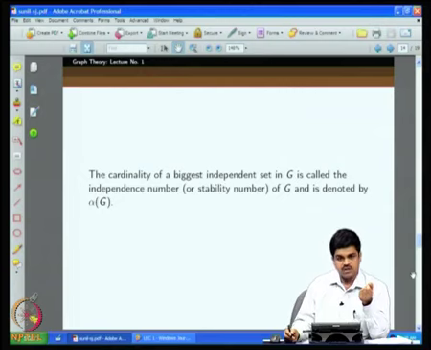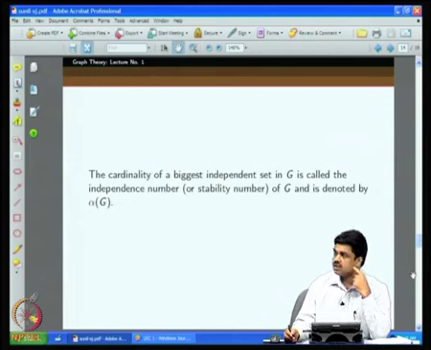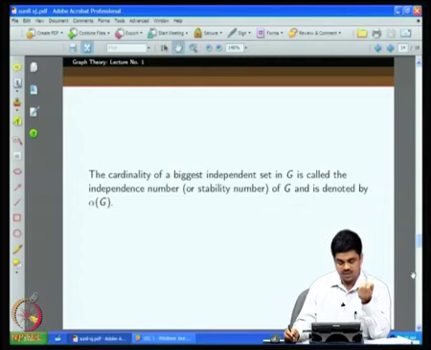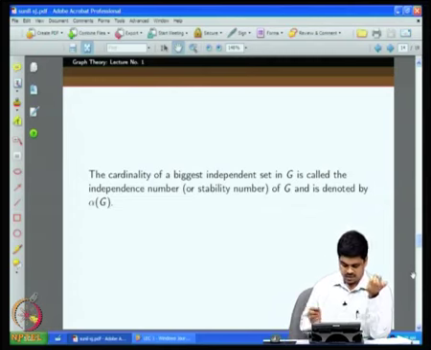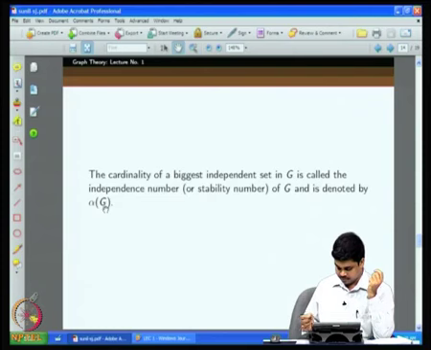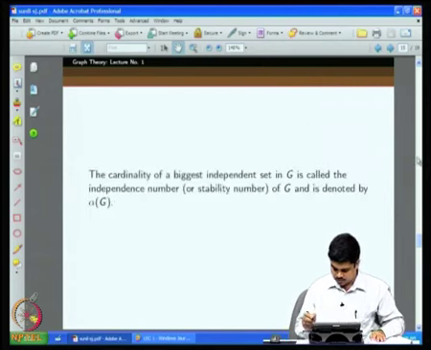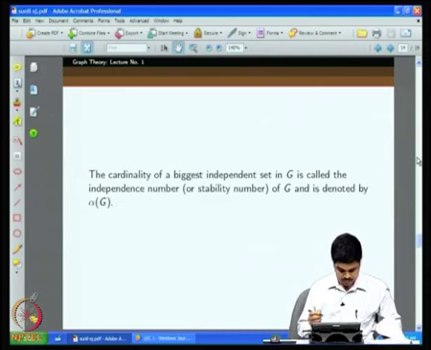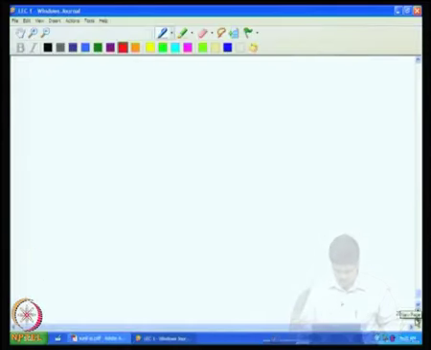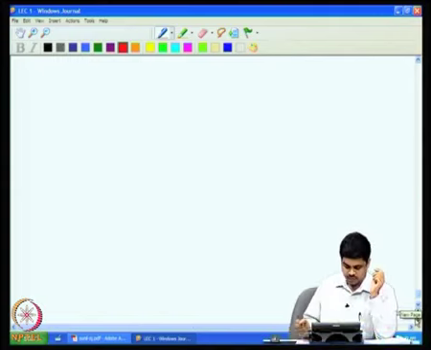Given a graph G, we can ask what is the biggest independent set in it, the maximum cardinality of any independent set in it. That number, the biggest cardinality of an independent set in a graph, is called the independence number or stability number of G, and the notation for this famous parameter is alpha of G. To get familiar with this parameter, we can consider these questions.